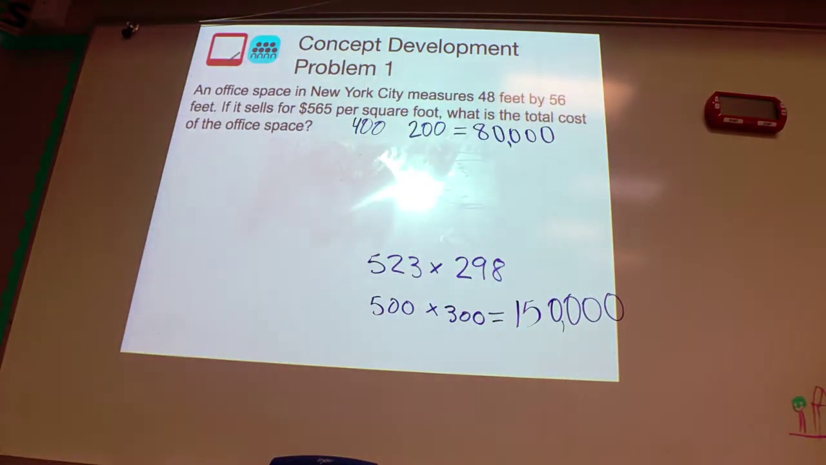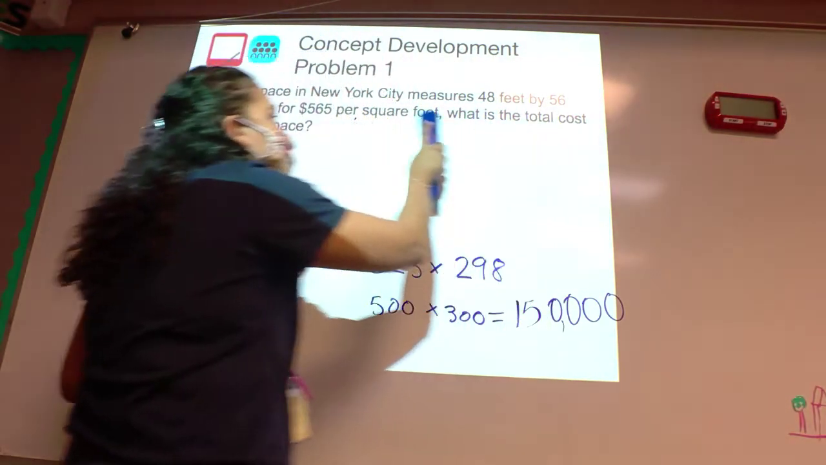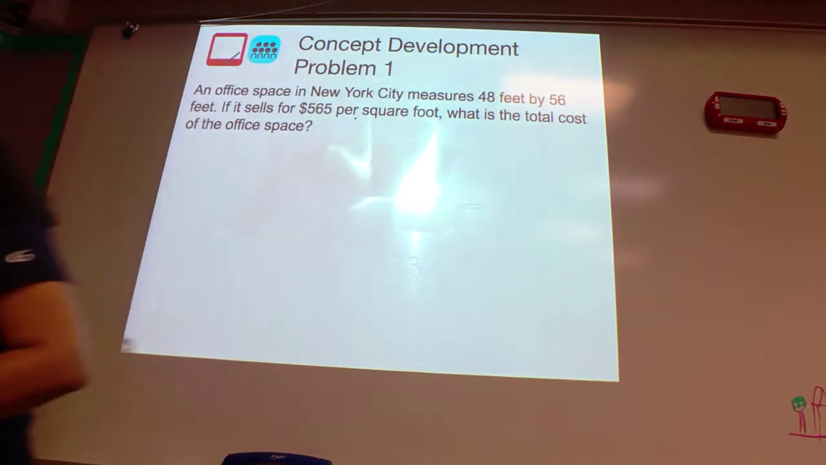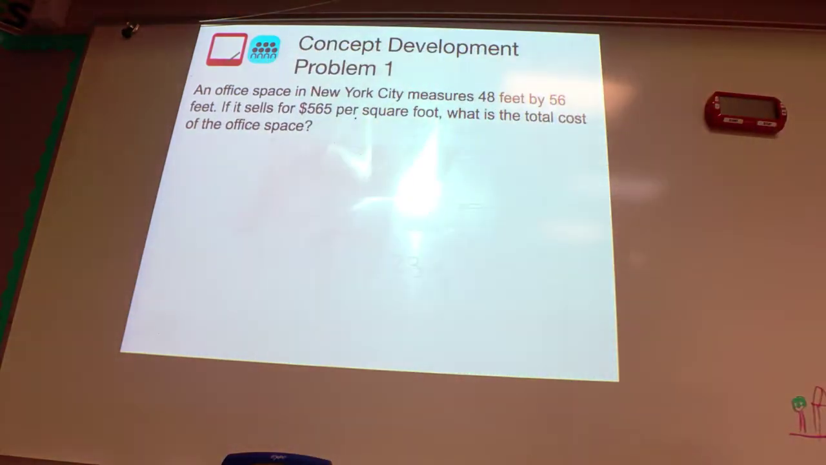Okay. So first, sorry, let me wipe off the board. So problem number 1. An office space in New York City measures 48 feet by 56 feet. If it sells for $565 per square foot, what is the total cost of the office space?